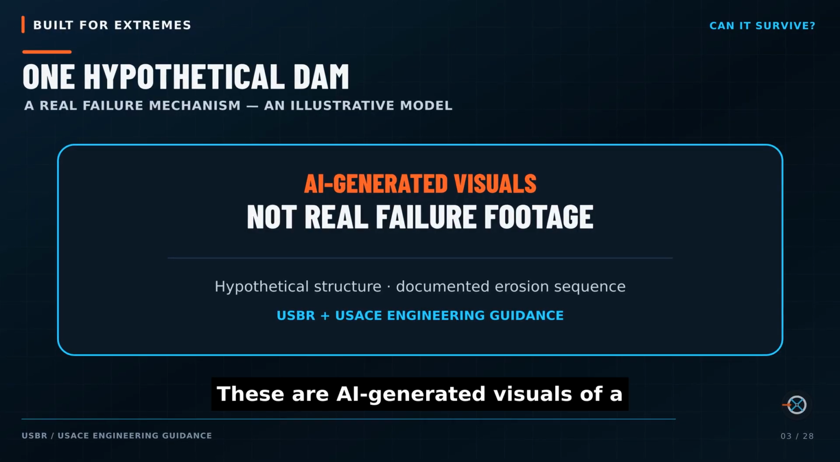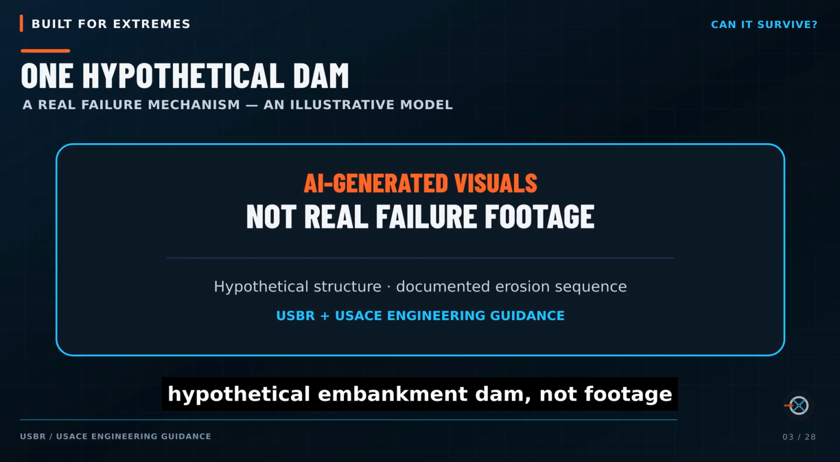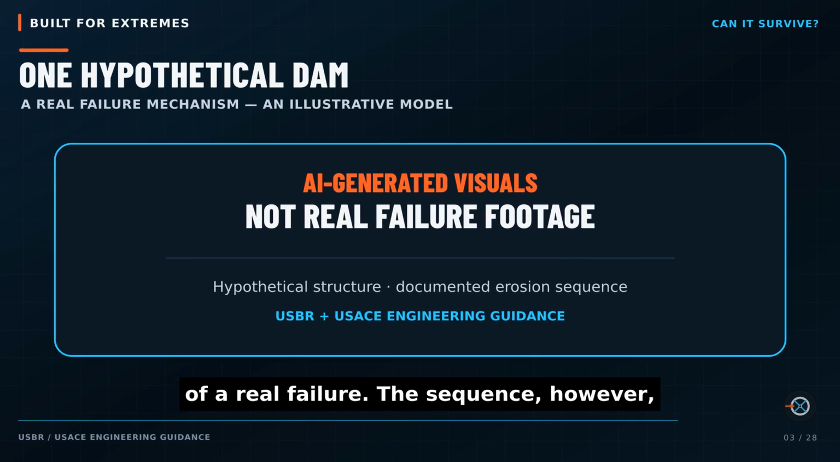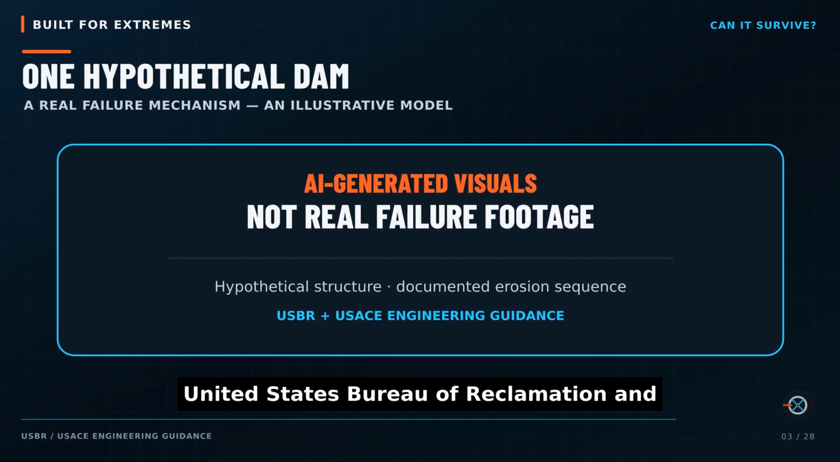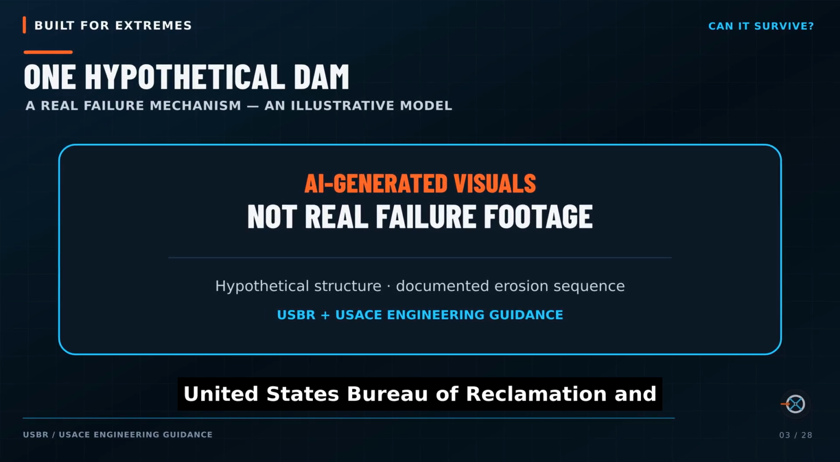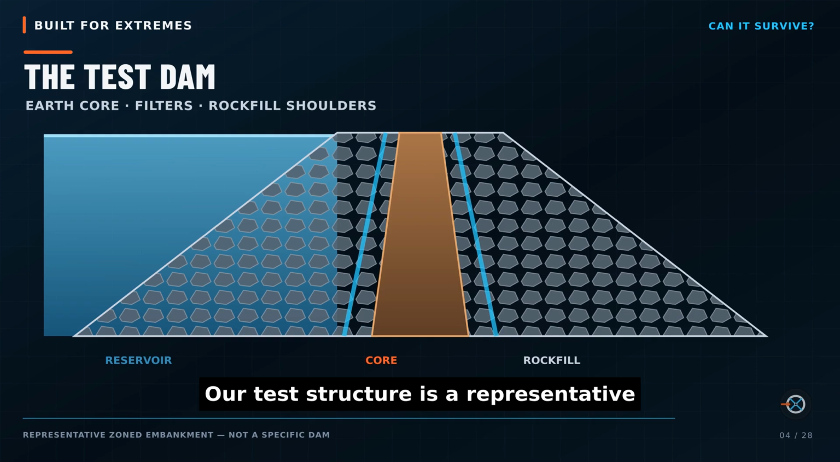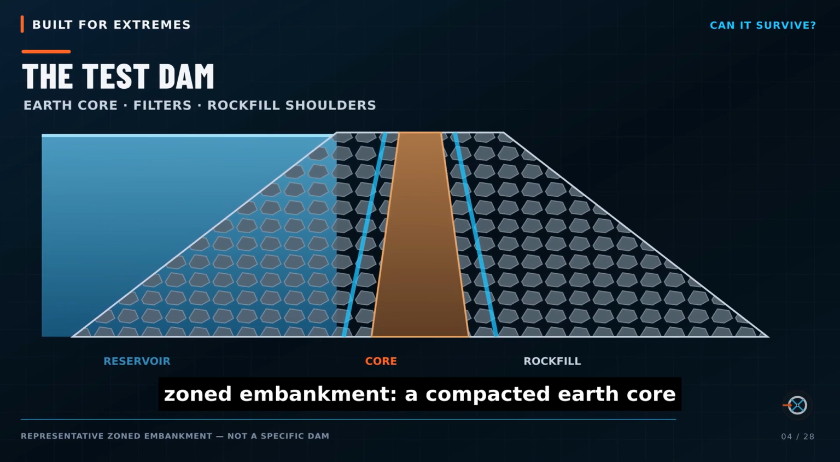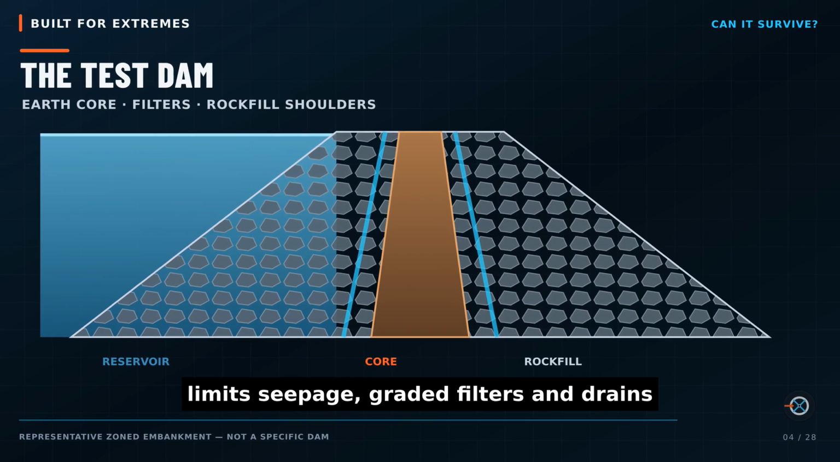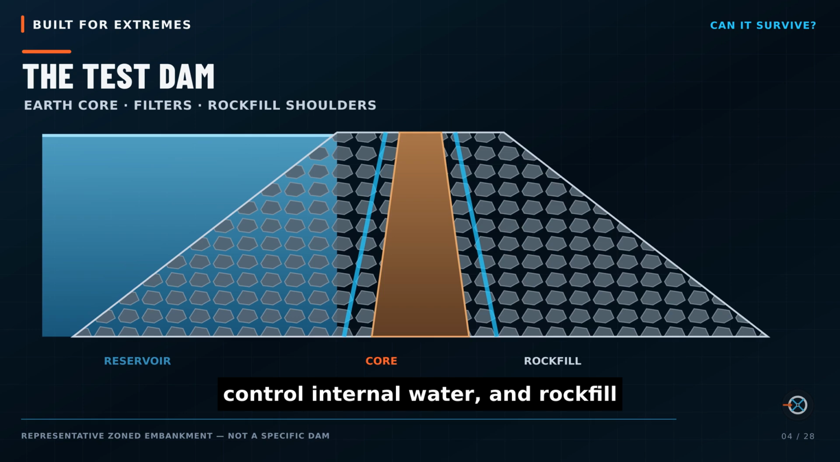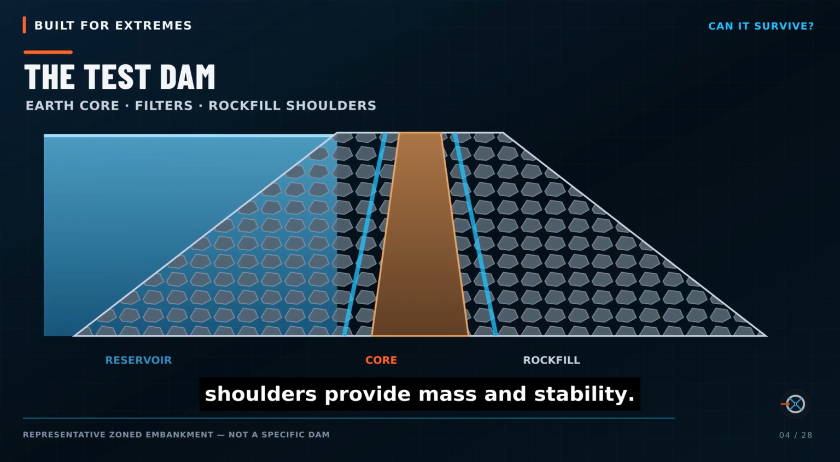These are AI-generated visuals of a hypothetical embankment dam, not footage of a real failure. The sequence, however, follows mechanisms documented by the United States Bureau of Reclamation and Army Corps of Engineers. Our test structure is a representative zoned embankment. A compacted earth core limits seepage, graded filters and drains control internal water, and rockfill shoulders provide mass and stability.